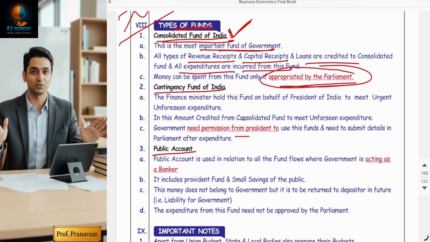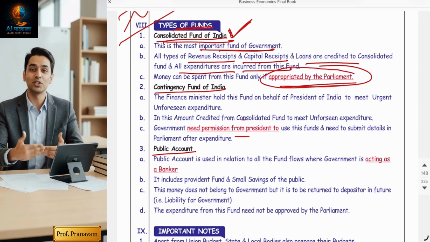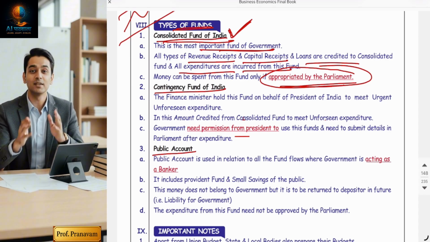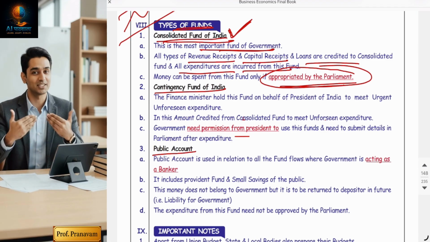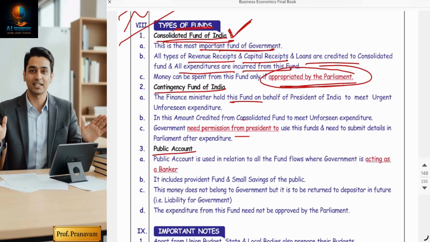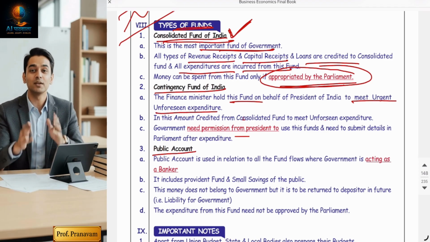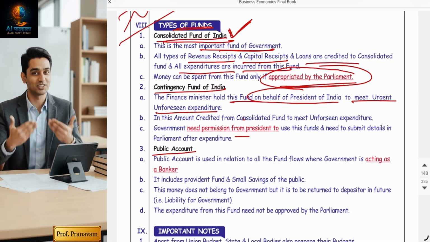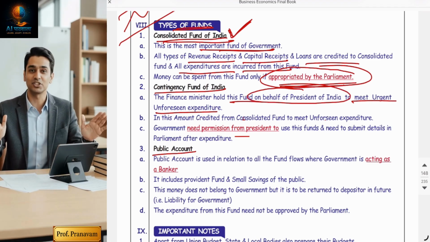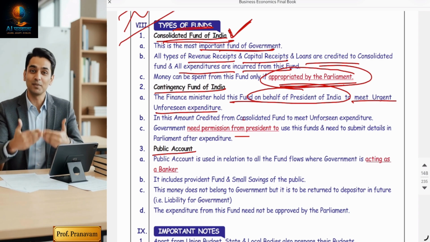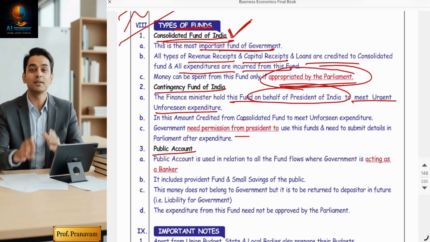Next is the contingency fund. The name itself indicates this is the fund kept aside to use in emergencies. So it is used for urgent and unforeseen expenditures. Right now, this money is kept by the finance minister, but on behalf of the President of India. It means that to use this fund, the President of India's permission is needed.